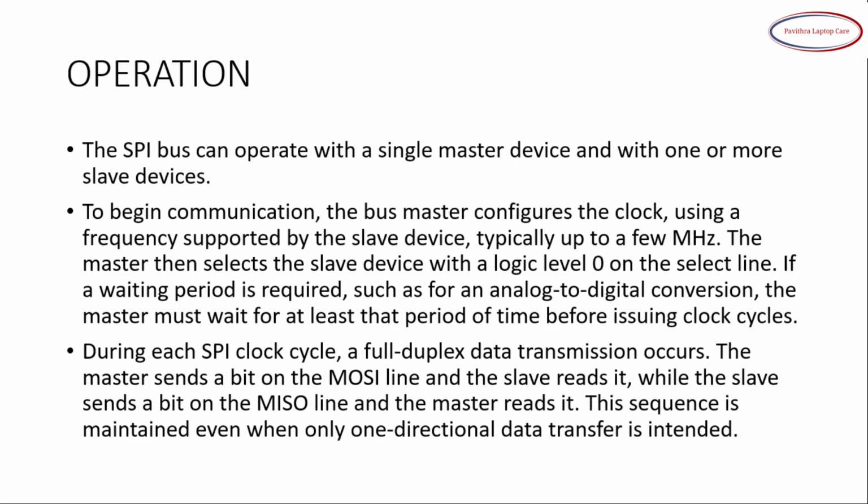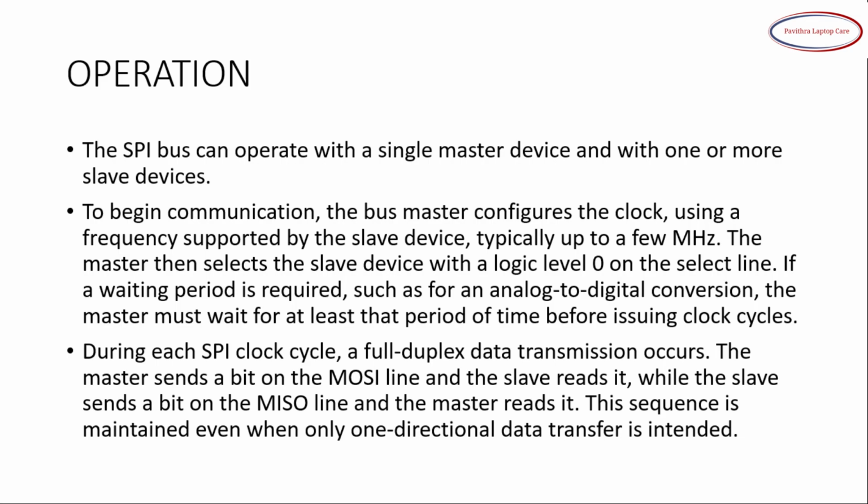During each SPI clock cycle, a full duplex data transmission occurs. The master sends a bit on the MOSI, master out serial in line, and the slave reads it, while the slave sends a bit on the master in slave out line and the master reads it.